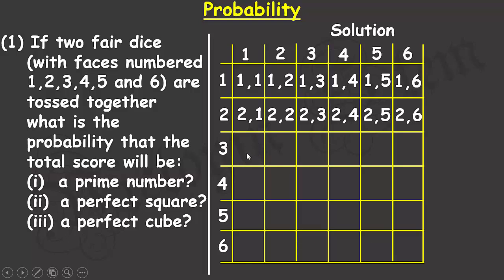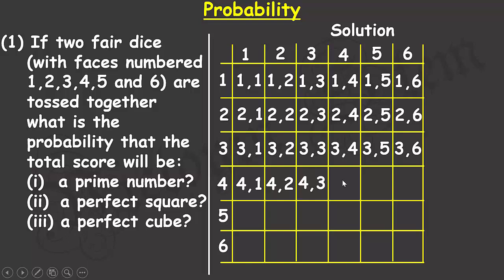It's also possible to have a 3 and a 1 showing up, a 3 and a 2, a 3 and a 3, a 3 and a 4, a 3 and a 5, a 3 and a 6. It's possible to have a 4 and a 1, a 4 and a 2, a 4 and a 3, a 4 and a 4, a 4 and a 5, a 4 and a 6. It's also possible to have a 5 and a 1, a 5 and a 2, a 5 and a 3, a 5 and a 4, a 5 and a 5, and then a 5 and a 6.